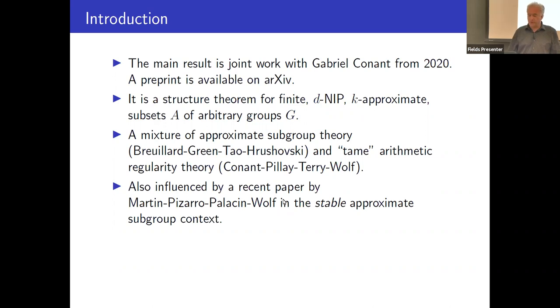I should mention here too, it's also influenced by a recent paper by Amador Martin Pizarro, Daniel Palacín, and Julia Wolf, about the stable approximate subgroup context. I think Amador or Daniel gave a talk about this in Oberwolfach in January 2020. It seems like either yesterday or 10 years ago. The whole timing is completely strange now. It was the last conference I was really at, in January 2020. He gave a talk, then we started working on an NIP version, and this is the consequence.